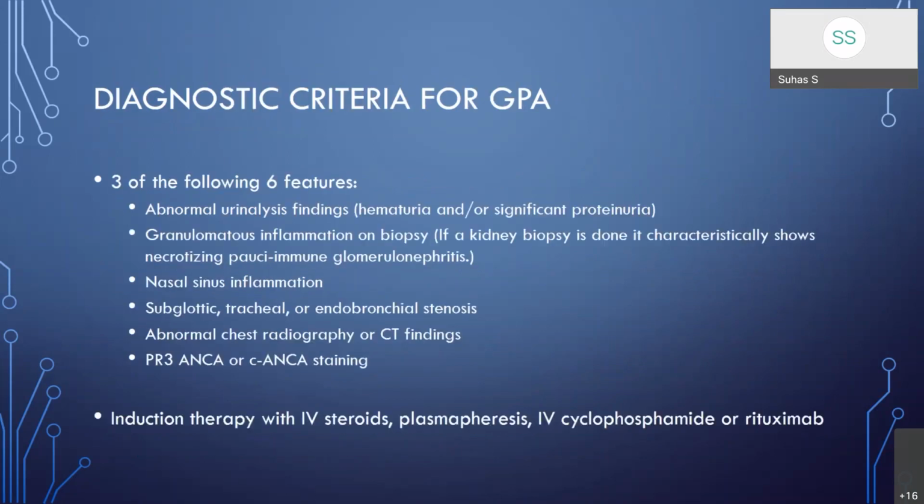Coming to the diagnostic criteria, there are 6 features described. 3 out of 6 can make a diagnosis of GPA. That is an abnormal urinalysis finding, that is the presence of hematuria or significant proteinuria. Granulomatous inflammation on biopsy when a kidney biopsy is done, and nasal sinus inflammation, sclerotic tracheal or endobronchial stenosis, or an abnormal chest X-ray or CT finding, and staining positive for PR3 ANCA or even C-ANCA. So this is treated with IV steroids, plasmapheresis, IV cyclophosphamide, and rituximab.